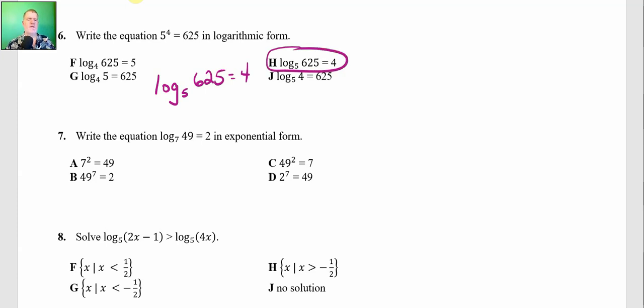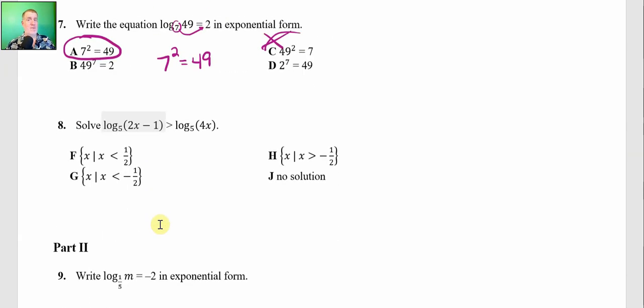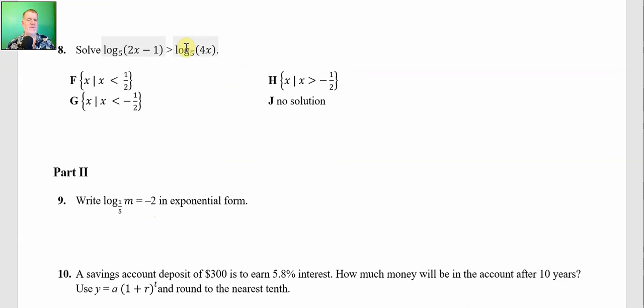Here, going the other way around. 7 is your base. Remember, 7 squared equals 49. Don't write that one. 7 squared equals 49. There we go. Okay.